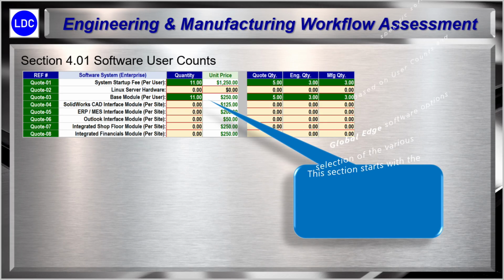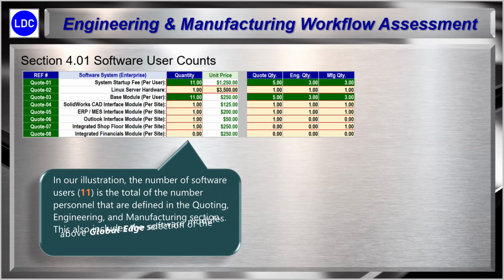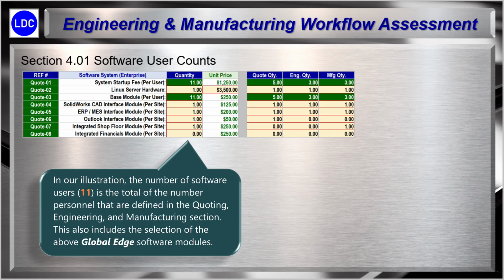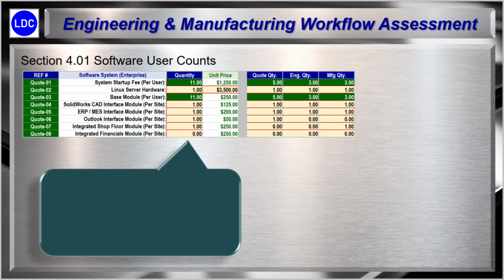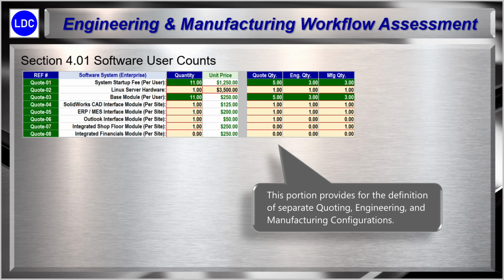This section starts with the selection of the various Global Edge software options based on user accounts and specific software modules. In our illustration, the number of software users, 11, is the total of the number of personnel that are defined in the quoting, engineering, and manufacturing section. This also includes the selection of the above Global Edge software modules. This portion provides for the definition of separate quoting, engineering, and manufacturing configurations.